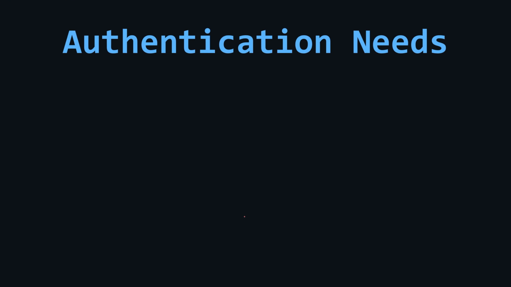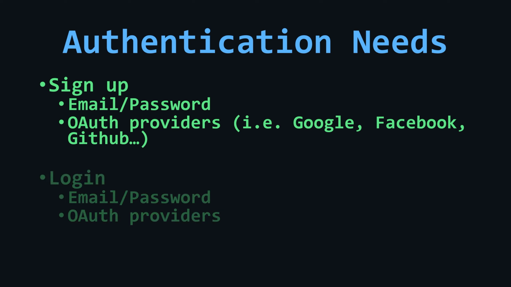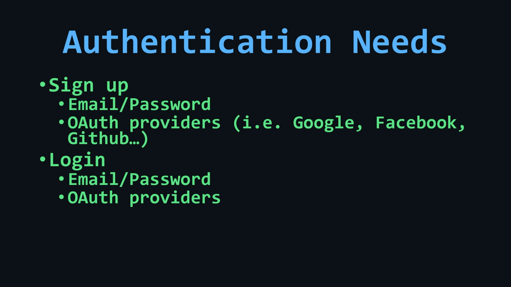I had to decide that there are certain needs that need to be met for the authentication. I need to be able to have, of course, a sign up. The sign up needs the email, password, as well as offering OAuth providers. So that's having the option to sign up with Google, Facebook, GitHub, whatever options I decide down the line, as well as log in. Again, same concept: email, password, OAuth providers, and for it to be flexible so I can change out things.